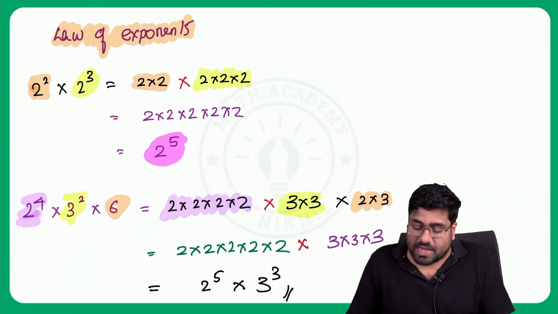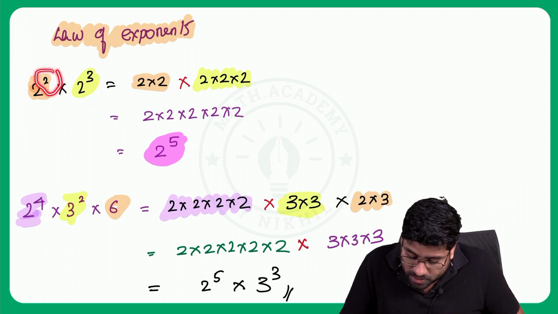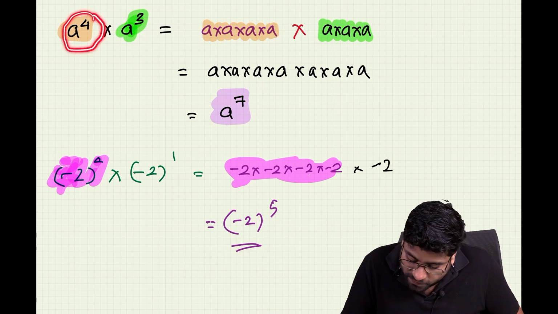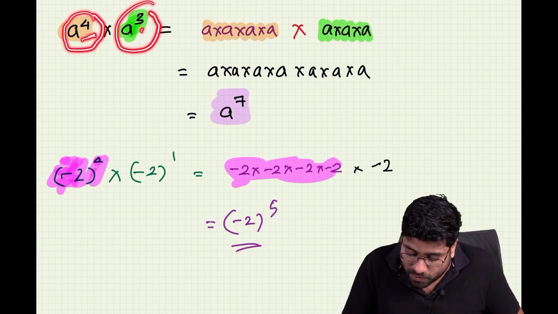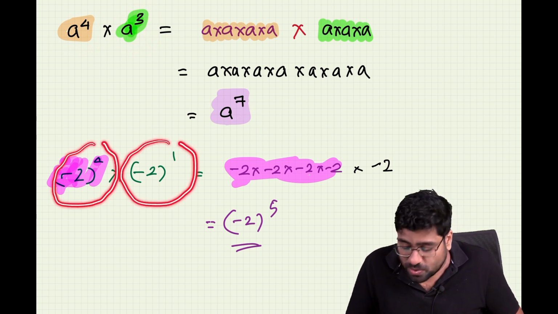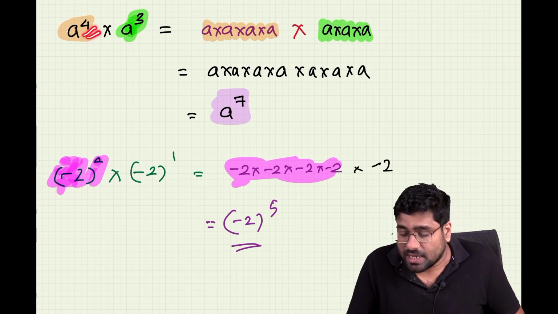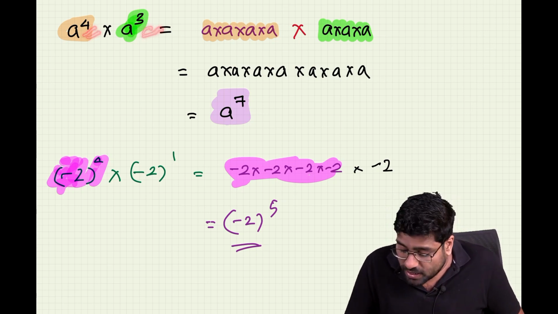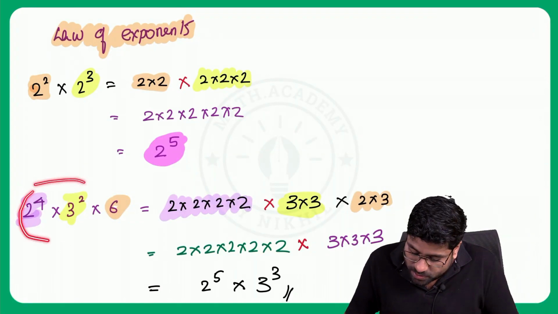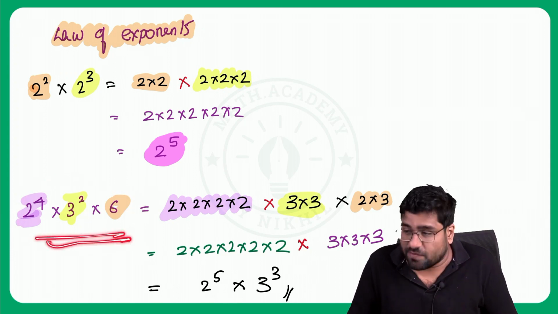Now let's go back and see it again. It is 2 raised to 2 into 2 raised to 3, and it was 2 plus 3 is equal to 5. Again, you can see here a raised to 4 into a raised to 3 is like 4 plus 3 is equal to 7. Again, minus 2 whole raised to 4 into minus 2 whole raised to 1 is 4 plus 1 is 5. So that means the exponents are added together, giving a new exponent. Alright, but in this case you can see that it was not exactly like that. There has got to be a small catch, and that catch will be identified from this one.